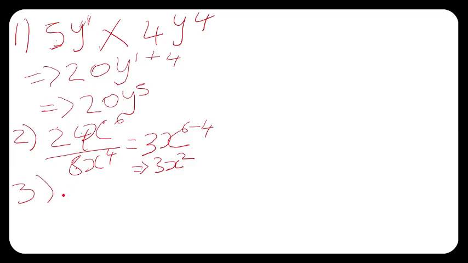So the third one, 3m is to power 4 squared. So 3m is to power 4 squared will give us, the first thing we are going to do is square this 3. So 3 squared is what? 9. And then m is to power 4 squared is what? 4 times 2, m is to power 8. I hope you understand.